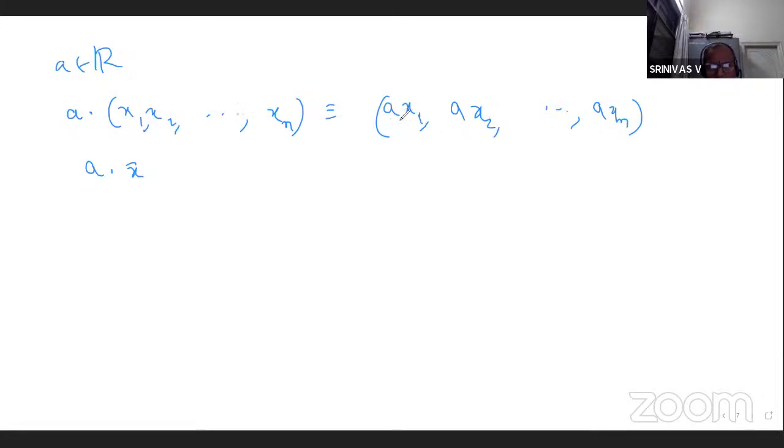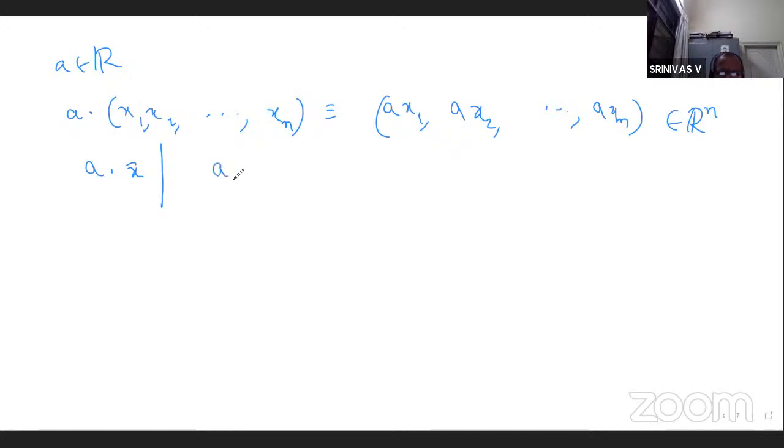Okay, and xi's are real numbers. So the product of two real numbers is a real number. Product of these two real numbers is a real number. Product of these two real numbers is a real number. All these are real numbers. Therefore, this is present in Rn. So your scalar multiplication is closed on Rn equal to V. Okay, and then you can see that all the remaining properties of a vector space are also satisfied.